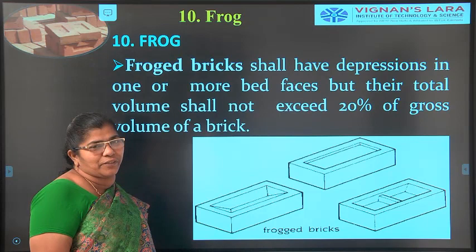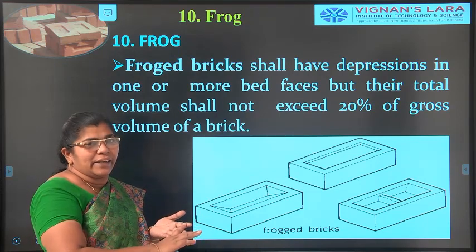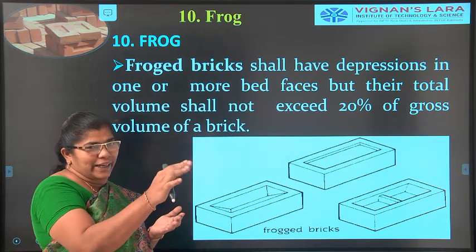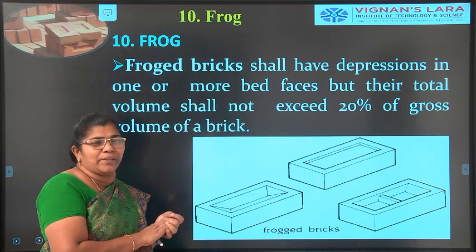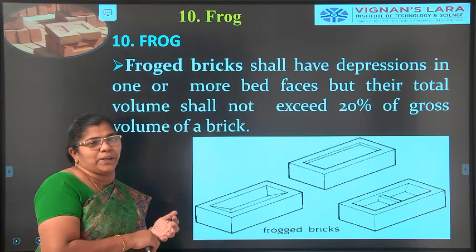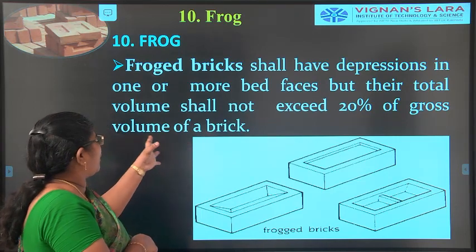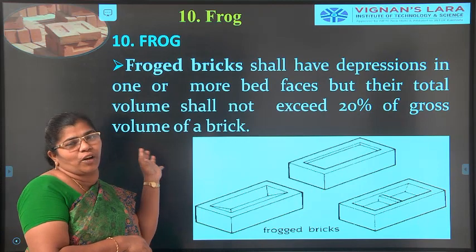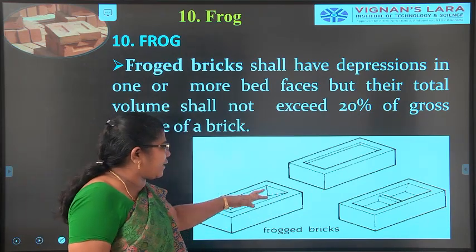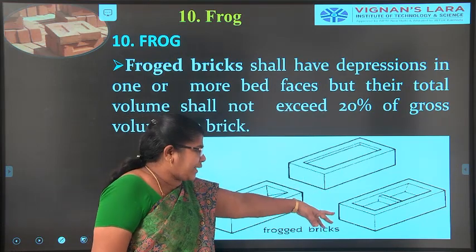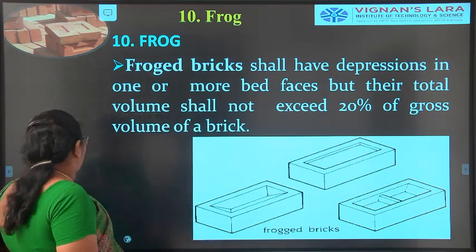What is a frog? If you take a brick, one side of the brick will be very flat. On the other side there will be some marking, like SKS or MG, some name of the company. The place where the company name is given is called the frog. Mostly, 20% of the total gross volume can be used for the frog. The frogs may be tapering, rectangular, or a block with two sides.